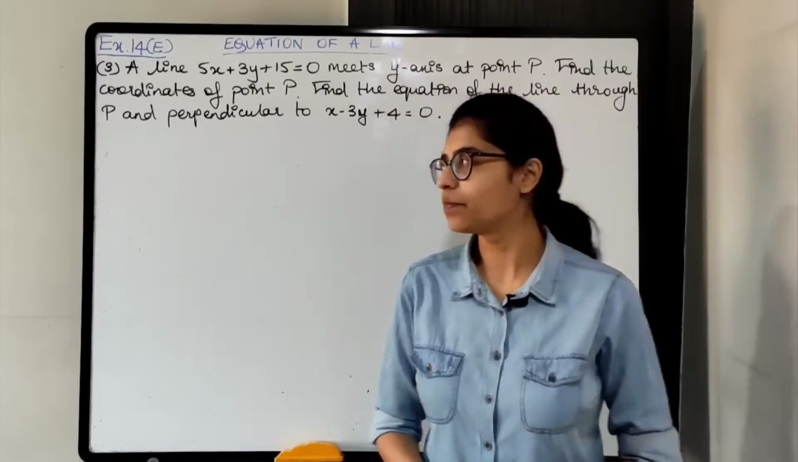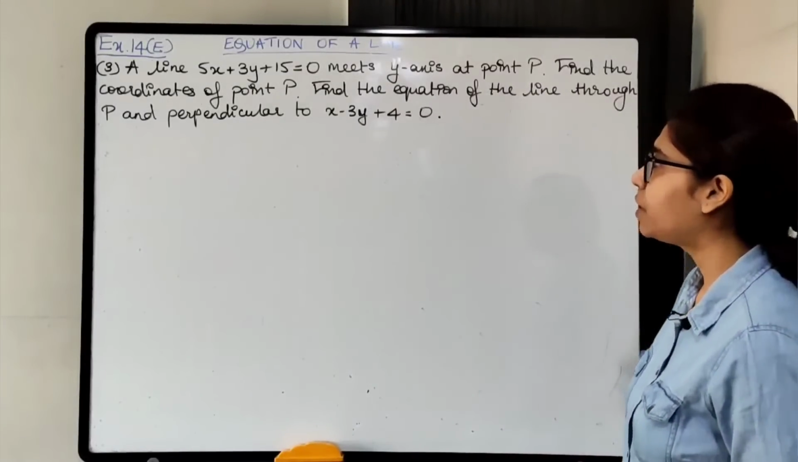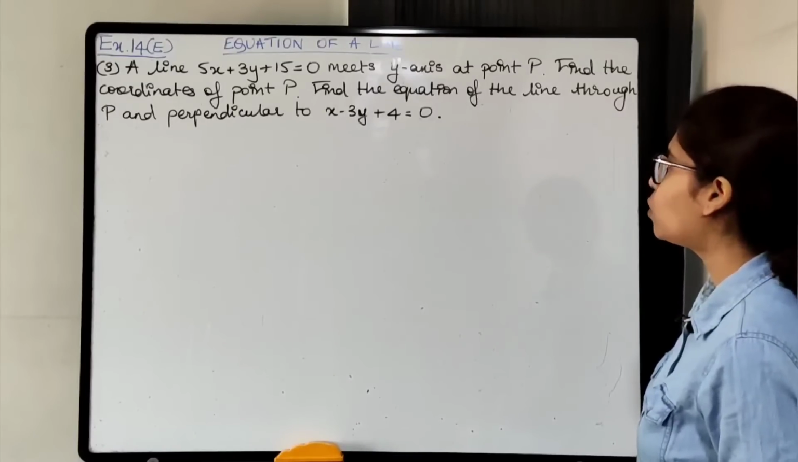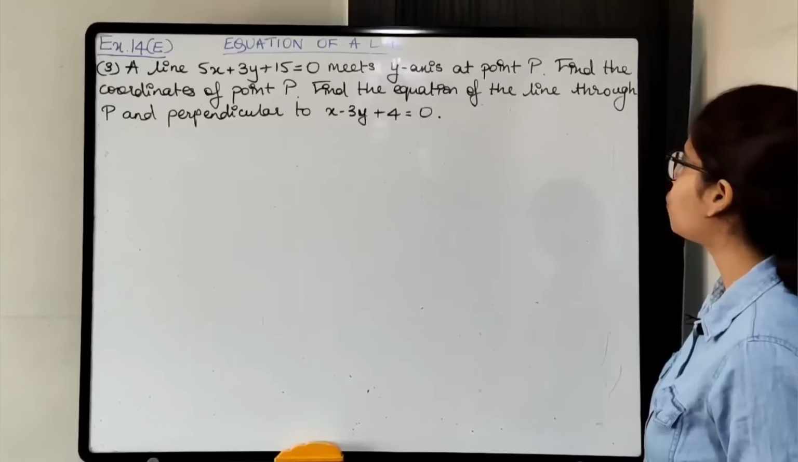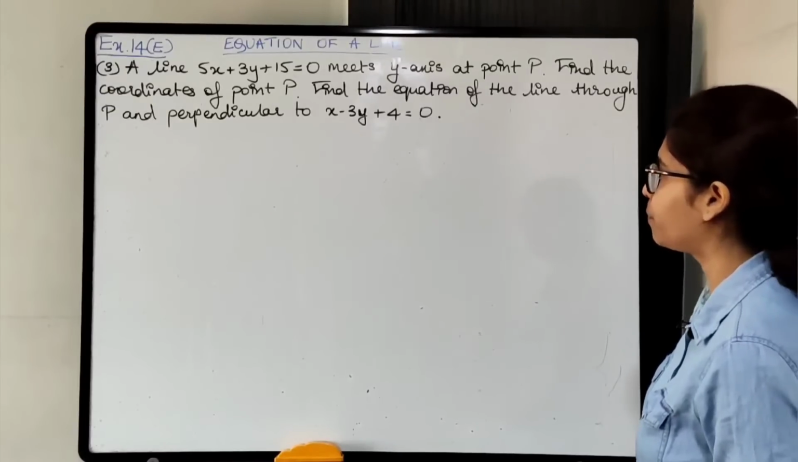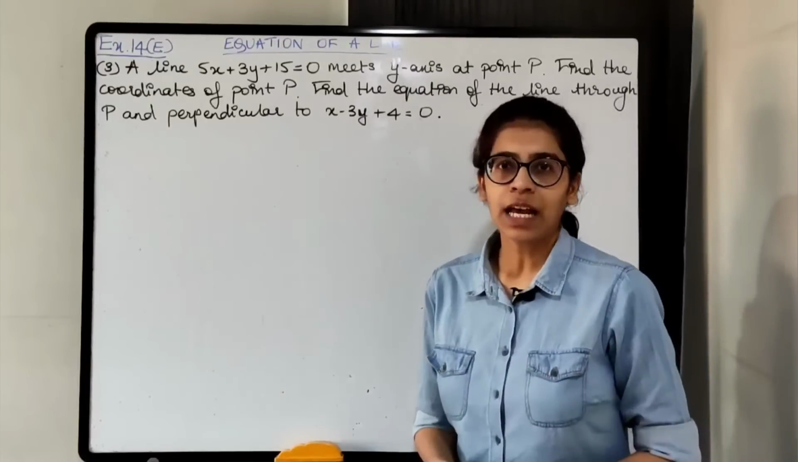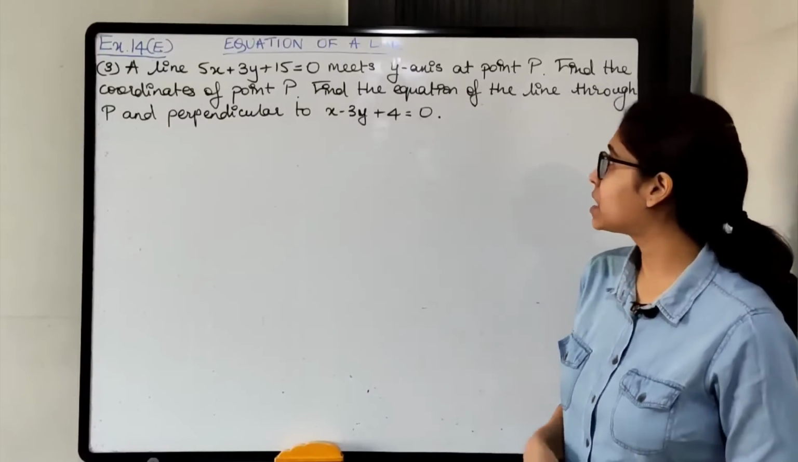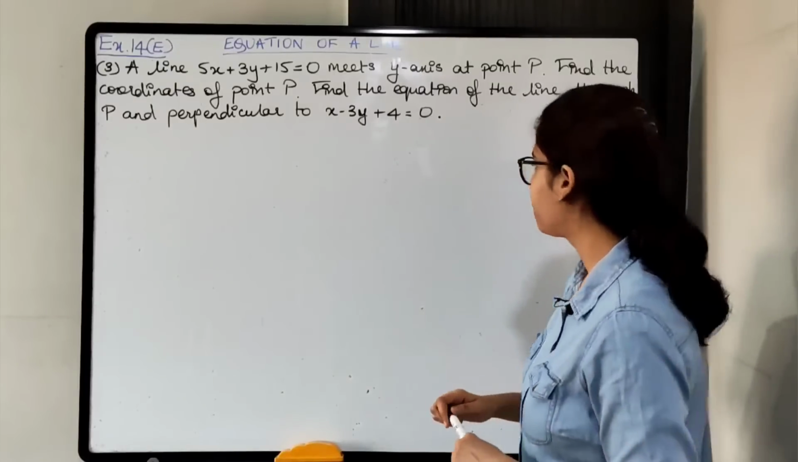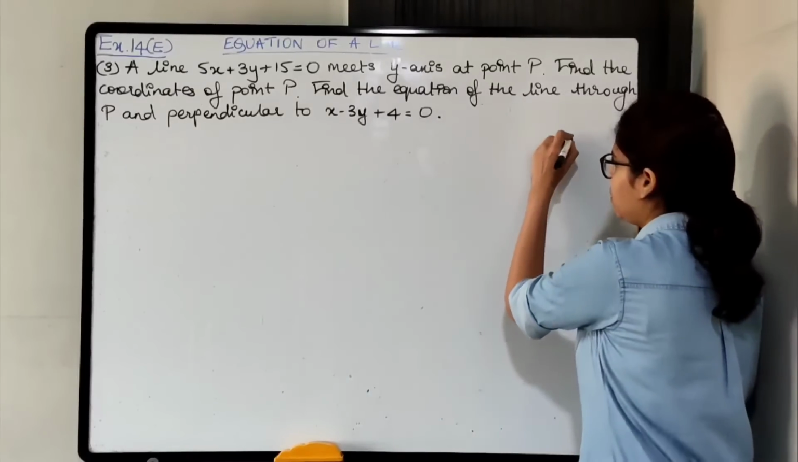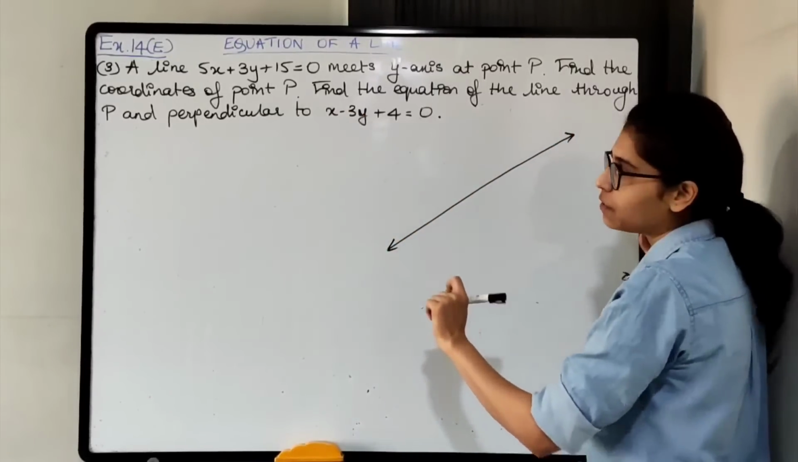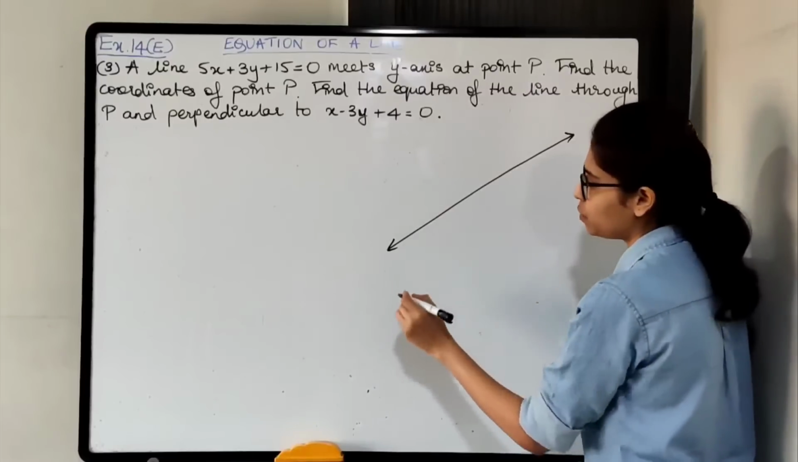Question number 3. A line 5x plus 3y plus 15 equal to 0 meets the y-axis at point P. Find the coordinates of point P. Find the equation of the line through P and perpendicular to x minus 3y plus 4 equal to 0. There is a line which meets the y-axis at point P. So let's draw the figure. There is a line whose equation is given, 5x plus 3y plus 15 equal to 0.